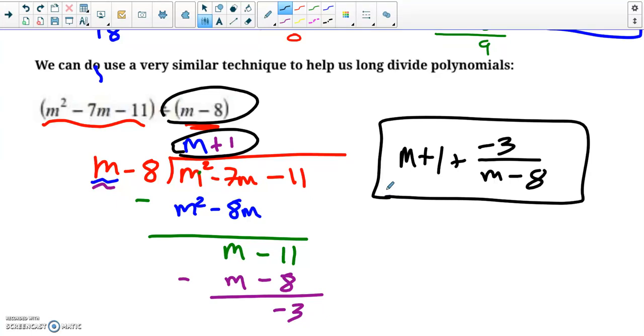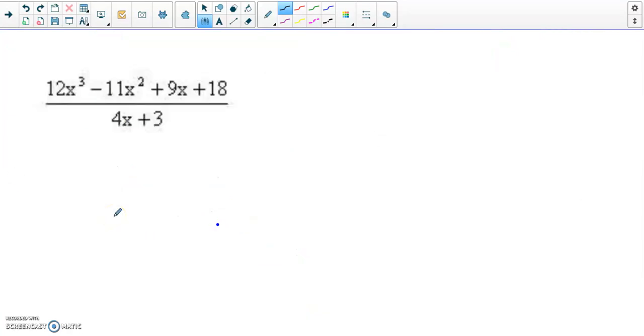Okay? Let's scroll down and do another practice. Or excuse me, flip the page. Okay. So this one's written a little different, but it's still the same idea. We're taking a polynomial and we're dividing it by another polynomial.